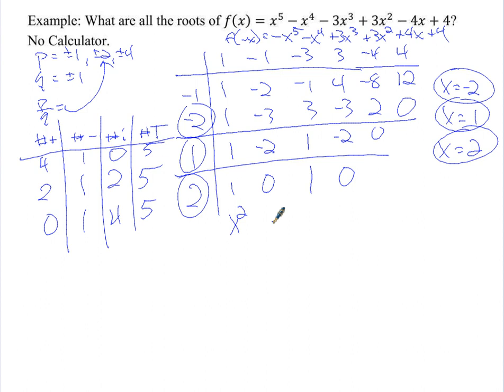This is x squared plus 1 equals 0. Now what? Solve for x. In this case, I don't have to factor it. I can move the 1 over and then use the square root property. So I have x squared equals negative 1. Square root both sides, and I get x equals what? That is plus or minus i. So x equals plus or minus i are your last 2 roots. You got all 5. 3 of them were real, 2 of them were imaginary.